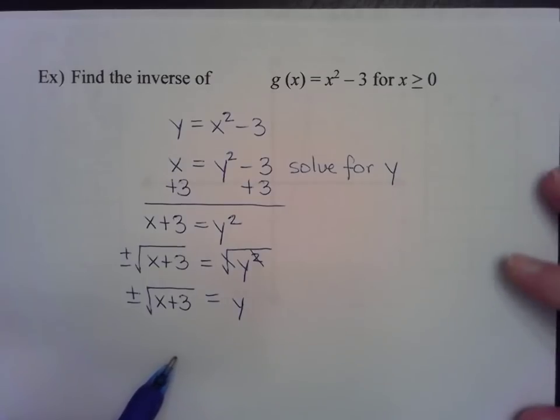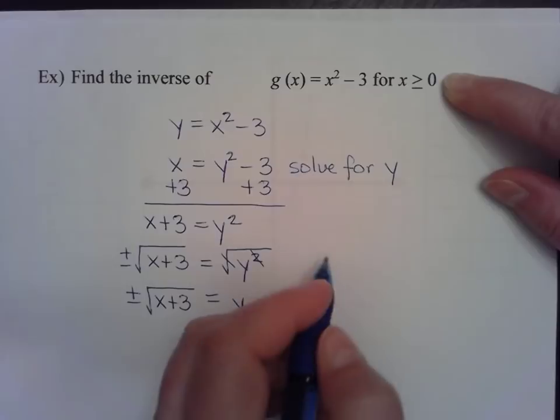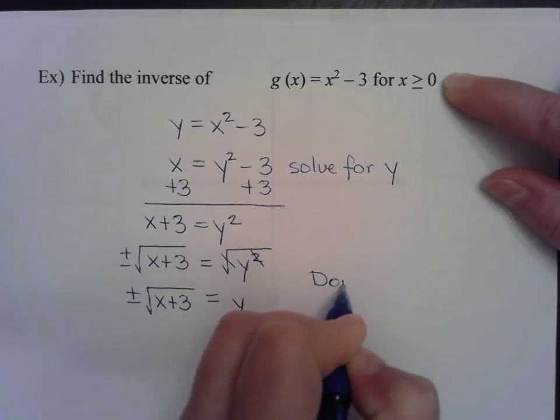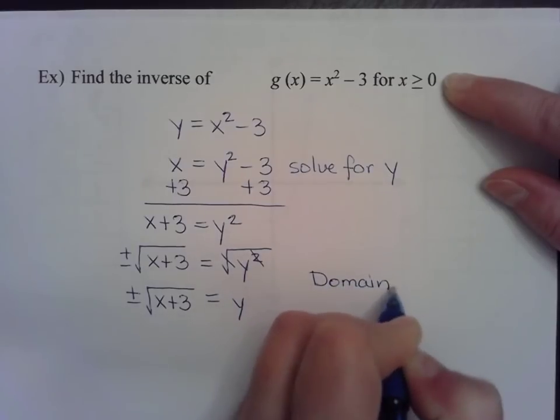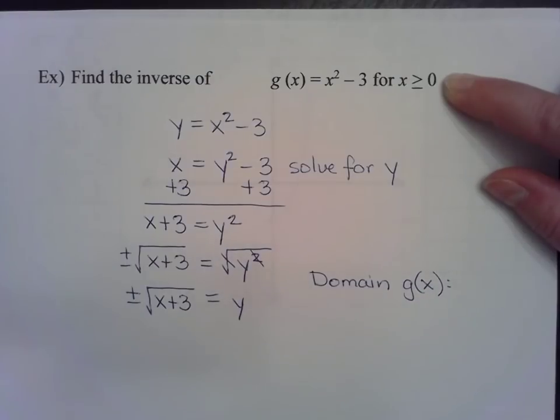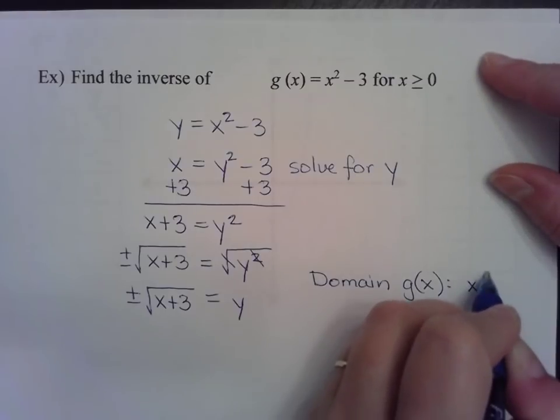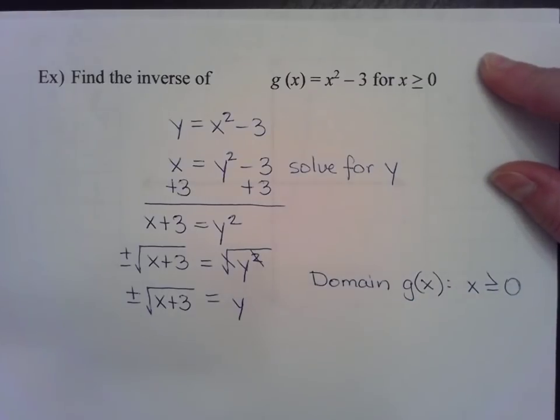Okay, so this is where we bring in the fact that the domain and range are reversed for the function and the inverse. This is the domain for g of x. So let's write that down. So the domain for g of x is x values that are greater than or equal to 0.